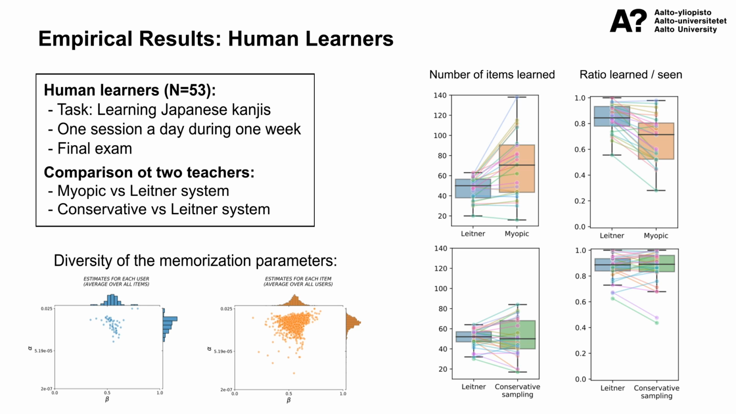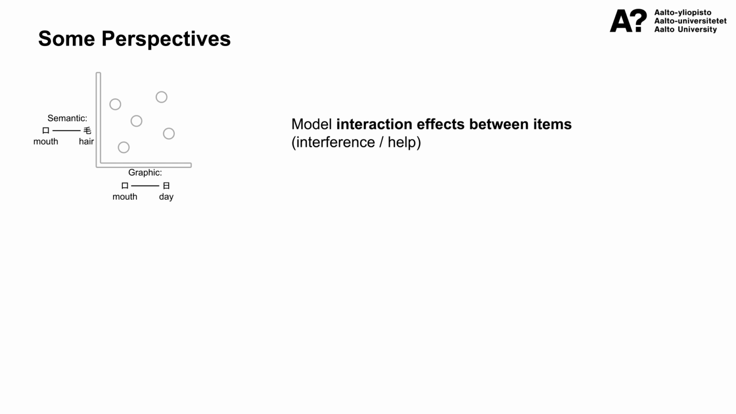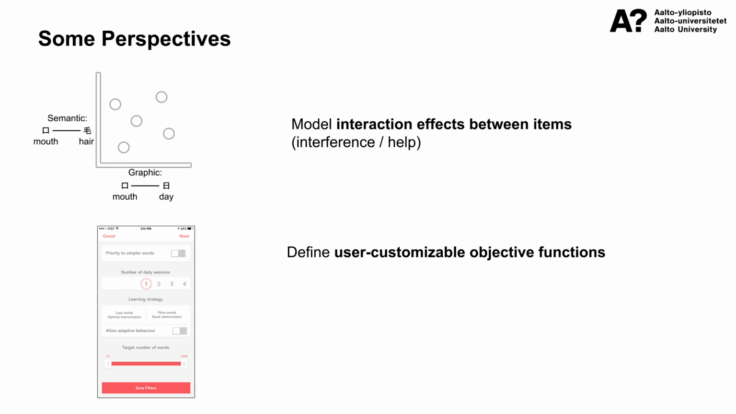This result is encouraging. It shows that it is possible to reach excellent performances with a simplistic memory model and elementary planning methods. It is important to note that, unlike the baseline, our method is extremely modular and can be adapted in many ways. For instance, to assess interaction effects between items, to incorporate user customizable objective function, or to alleviate the effects of irregular learning sessions.